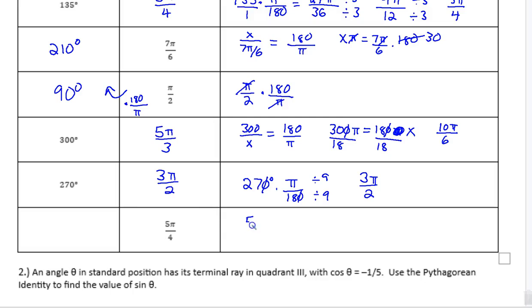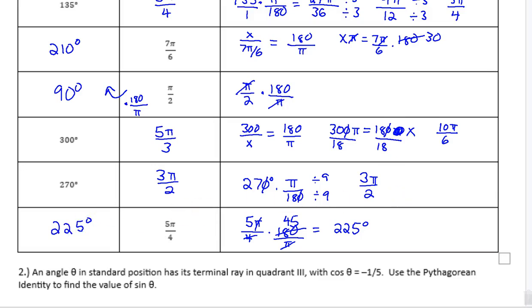Okay, so now for the last one, I'm just going to multiply by 180 over pi. Pi's cancel. 180 is divisible by 4. If I divide it by 2, that would give me 90. And then 90 divided by 2 again gives me 45. And then 5 times 45 is going to be 225.